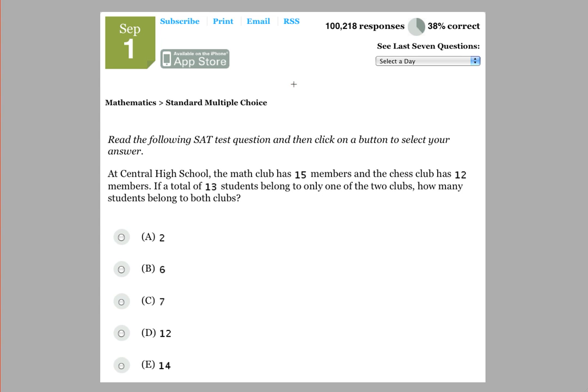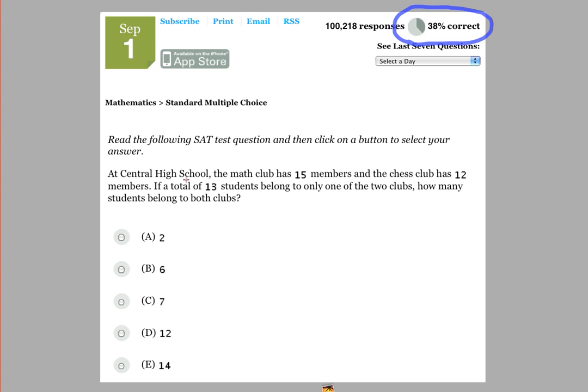Hi everyone, so we are here for the SAT question of the day for September 1st, 2011, and you'll notice that only 38% of students answered this one correctly. So this is a nice hard math question. Okay, so let's read it.